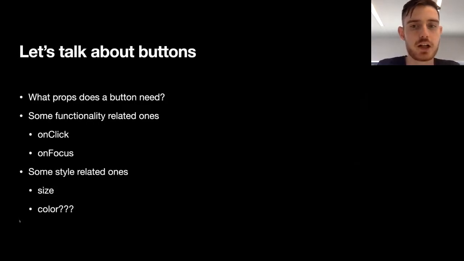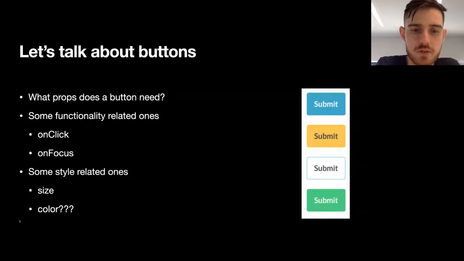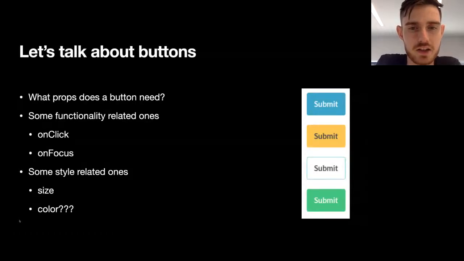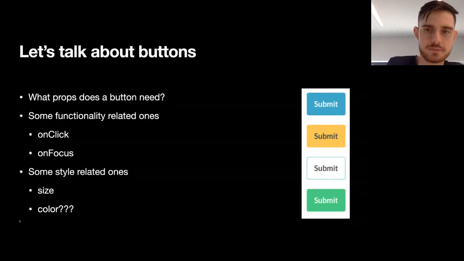And then there's going to be some style related ones. The size, probably a class name like we said before, to override things. But then color, how do we handle that? That seems obvious, that you just put a color prop on. But here's an example of some buttons within our world. You can see it's not entirely obvious what color would do to that. So let's talk about how we can control our appearance.